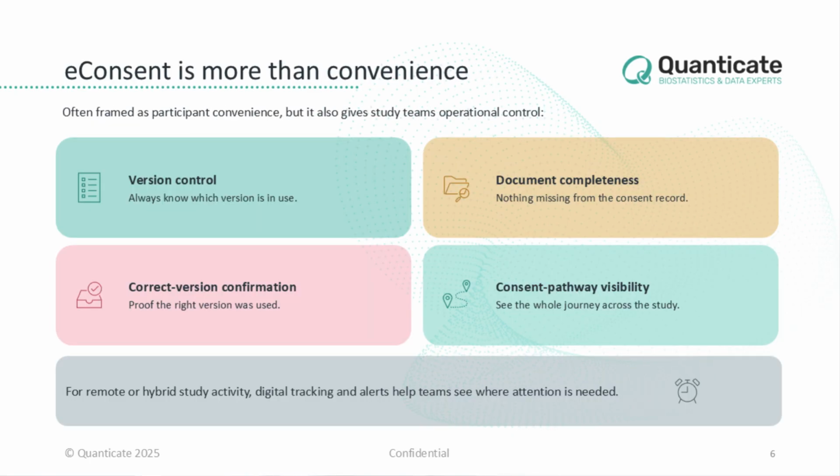Consent workflows are another useful area. eConsent is often discussed as a participant convenience, but it can also support version control, document completeness, confirmation that the correct version was used, and visibility of the consent pathway across the study. For remote or hybrid study activity, digital tracking and alerts can help teams see where attention is needed.